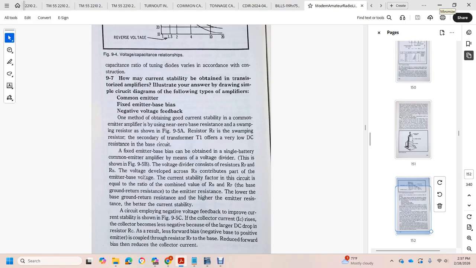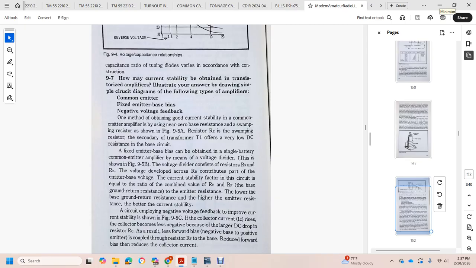The voltage divider consists of resistor R1 and resistor R2. The voltage developed in the resistor RE at the emitter-base contributes to the current stability. The stability factor of the circuit is equal to the ratio of the combined base resistance to the base ground resistance divided by the emitter resistance. The lower the base ground return resistance and the higher the emitter resistance, the better the current stability.